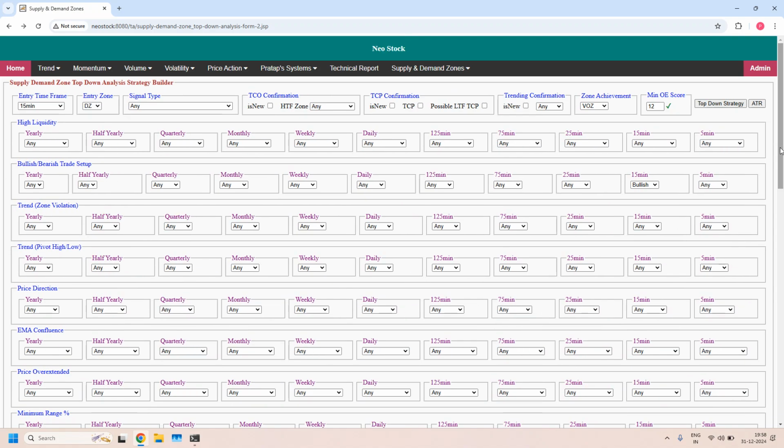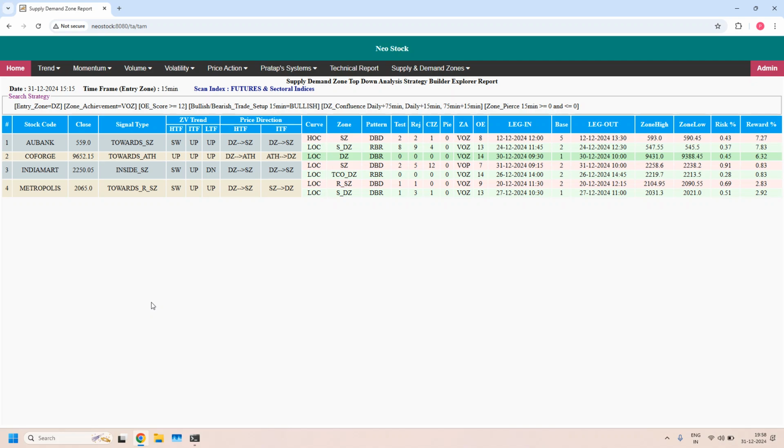With all the 3 filters, LTF, ITF, HTF, demand zone confluence, we got 4 stocks. In these 4 stocks, these 15 minutes demand zones are part of the 75 minutes demand zone. Both together again part of the daily demand zone. And the daily trend is up in only one stock. If this is having daily EMA confluence, it is even more high probability trade setup supported stock.